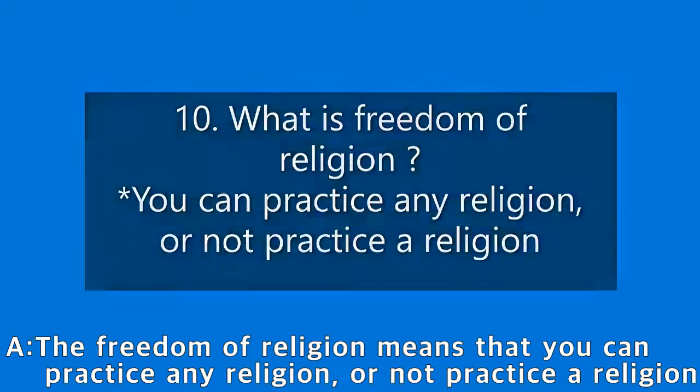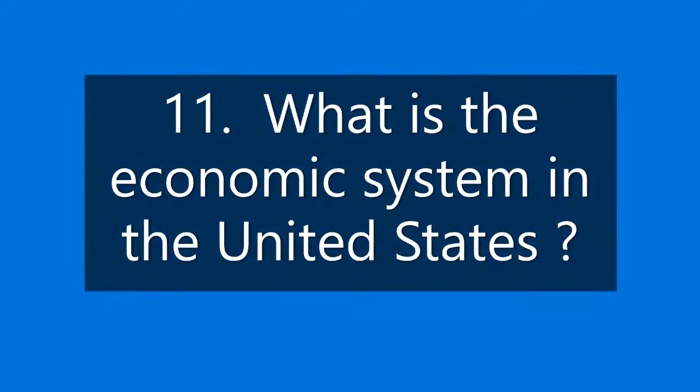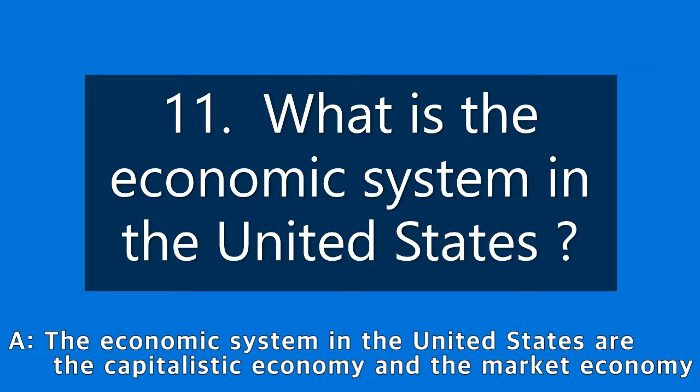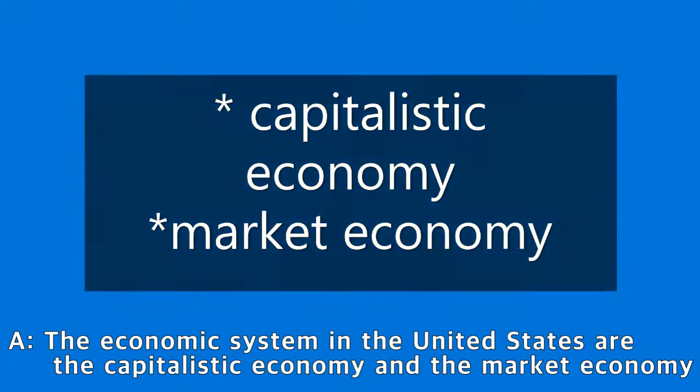Question number 11. What is the economic system in the United States? The answer is the economic system in the United States is the capitalist economy and the market economy.